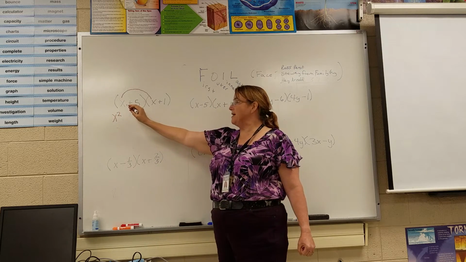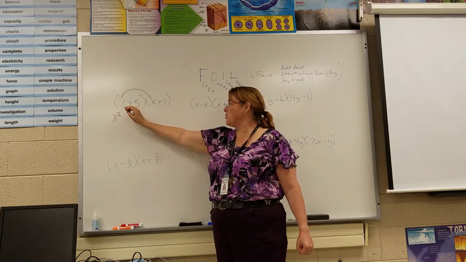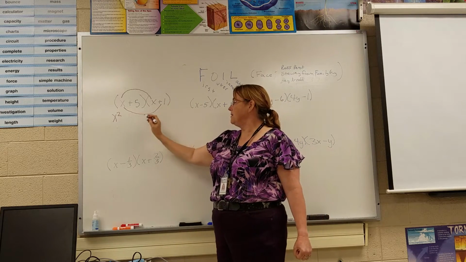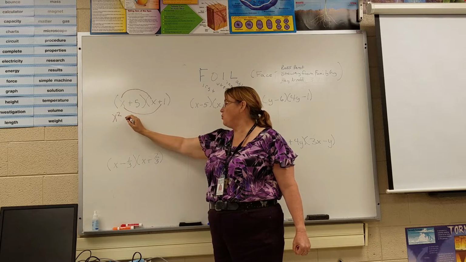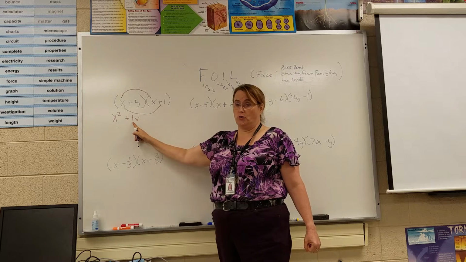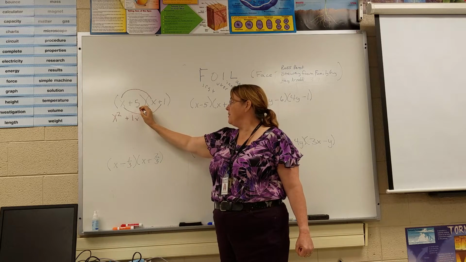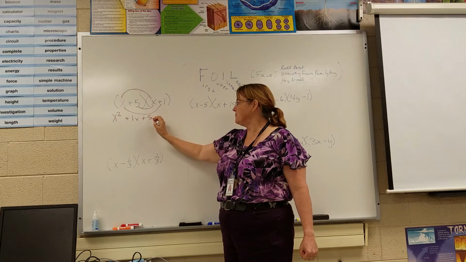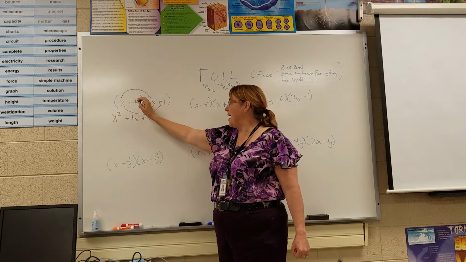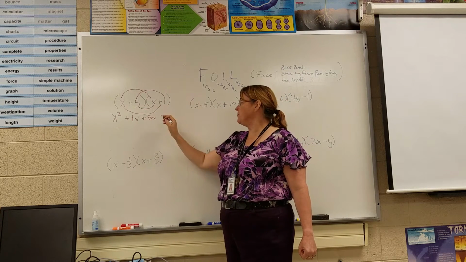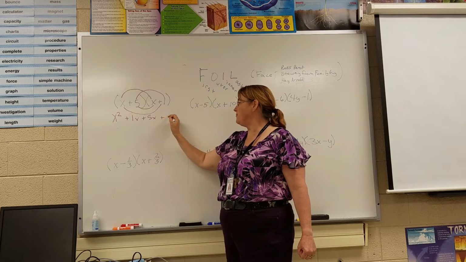Outer, I do outer and inner on the bottom, and it kind of creates the smile. So you have x times 1. That's 1x. We'll put 1x for right now. Note that we never see a 1 usually. And then the inner, 5x, so plus 5x. And then the last, 5 times 1 is plus 5.